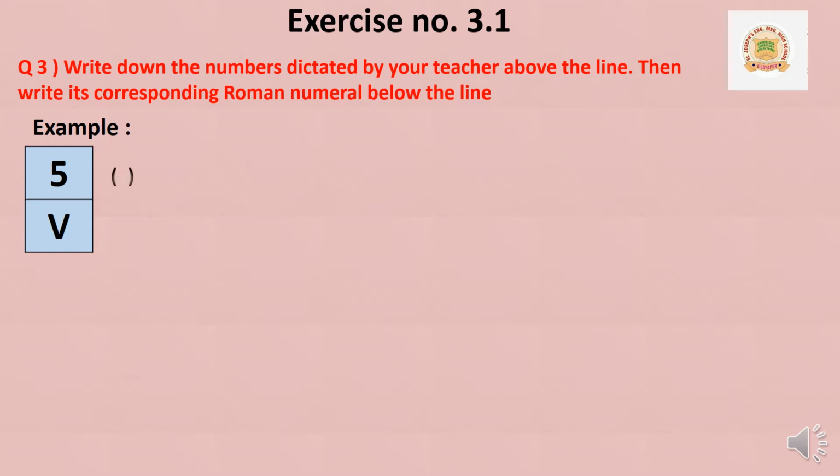Now what is the next number? Question A: the number given is 44. See children, for 44 we have to follow the subtraction method of the Roman numerals. Why? Because L is 50. To this L, if you write the smaller numeral on the left side, that is 10, that is X, it will become XL, which is 40.